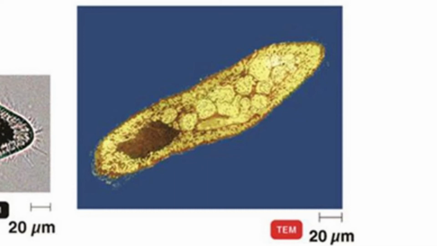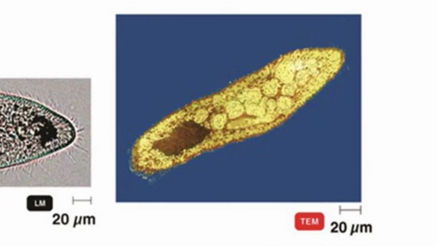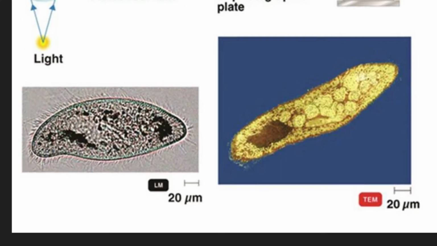Because the electrons are passing through the specimen, you still see a two-dimensional image, but you see something that is much, much, much more detailed than you did with the transmission of light through the specimen.